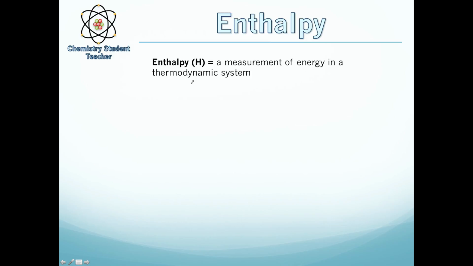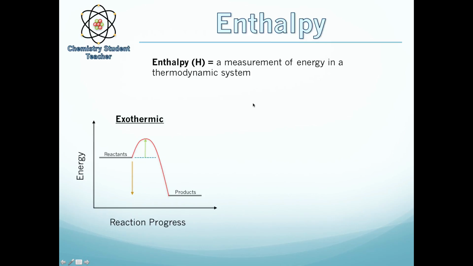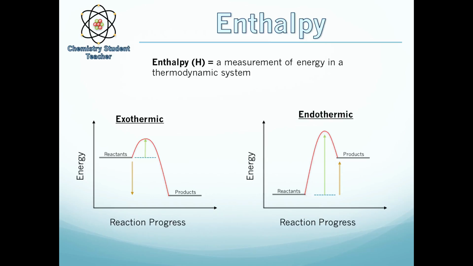So if we start on the first video, enthalpy. Enthalpy is a measurement of energy in a thermodynamic system. It's given the letter H. So when a reaction happens, energy is transferred. For example, there are two types of reaction: an exothermic reaction, which is where energy is given out, and an endothermic reaction, which is where energy is taken in overall.